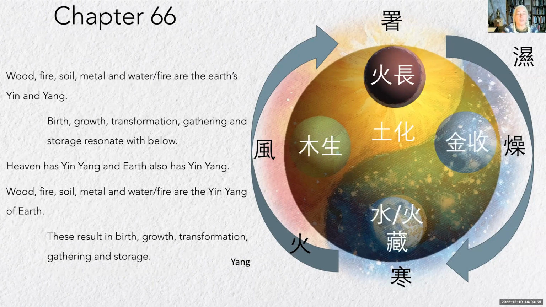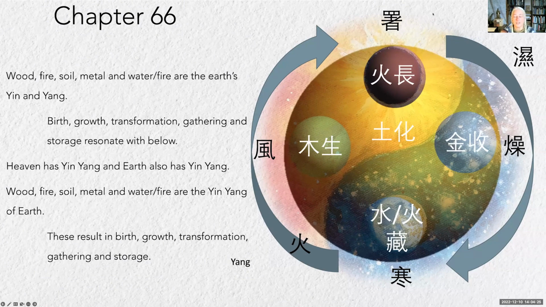Wood, fire, soil, metal, and water fire are the earth's yin and yang. Birth, growth, transformation, gathering, and storage resonate with below. Heaven has yin yang, and the earth also has yin yang. Wood, fire, soil, metal, water fire are the yin yang of earth. And again, they keep repeating it. And this results in birth, growth, transformation, gathering, and storage.